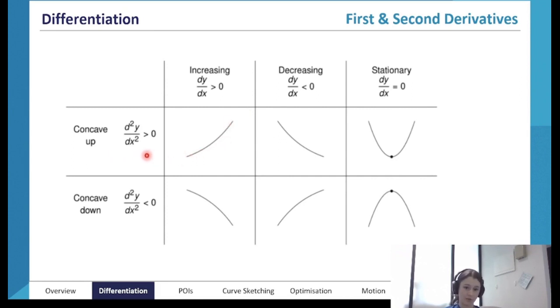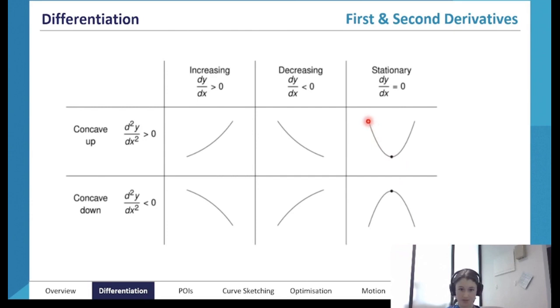And this occurs when the second derivative, this is the notation for the second derivative that we can also use if you haven't seen this before, this is just another way of saying y double dash, is greater than 0. And then we have concave down when the second derivative is less than 0. So these two are the most archetypal examples of concave up and concave down.